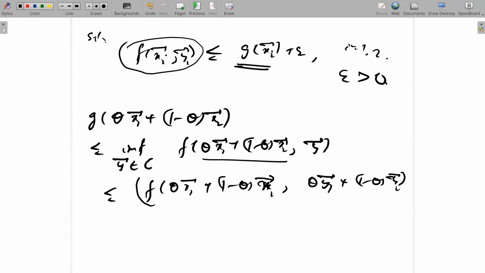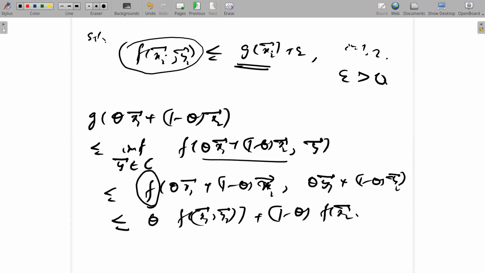That's the old convex function we started off with. So this is less than or equal to theta f of x1 y1 plus 1 minus theta f of x2 y2. But this we know to be less than or equal to g of x1 plus epsilon, and g of x2 plus epsilon. So this is less than or equal to theta g of x1 plus 1 minus theta g of x2. Then you have a theta epsilon and a 1 minus theta epsilon, which I'm going to collect as an epsilon.